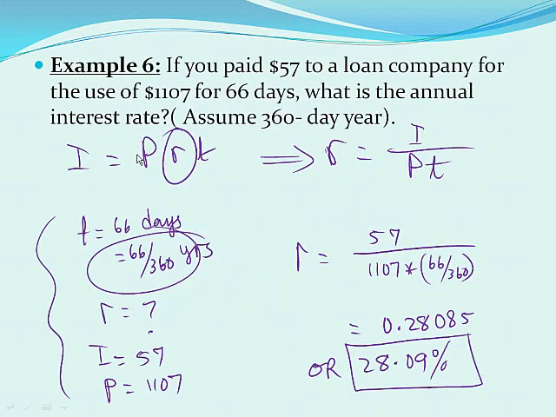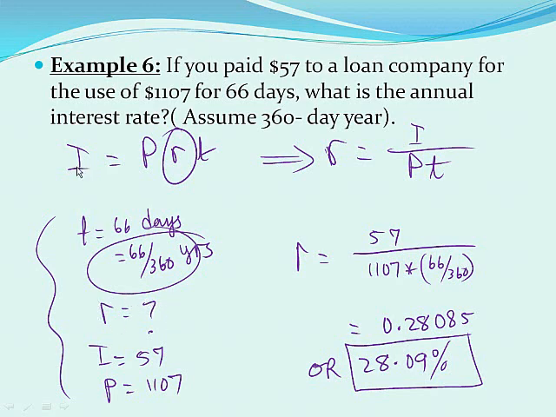In this example, we need to calculate the annual interest rate. So we paid $57 as interest on a loan of $1,107. It is for 66 days. So we assume that there are 360 days in a year. So the T value is converted to years as 66 over 360. The rate is what we need to calculate, which is the unknown.